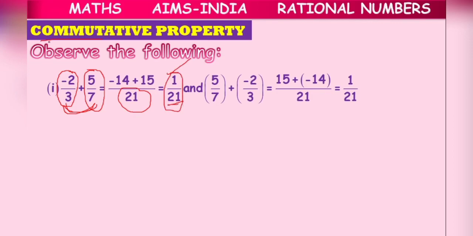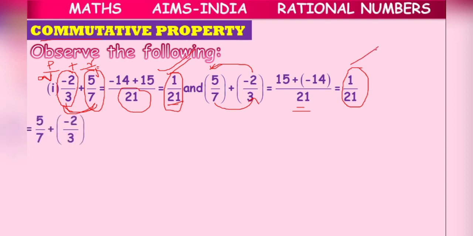Suppose this is P by Q, this is R by S. So what we have done? P by Q plus R by S, that we have done. If I change the positions, R by S will come first, P by Q will go second. Then if we add them, what is the result? 1 by 21. In the first case also the result is 1 by 21. In the second case also the result is 1 by 21.